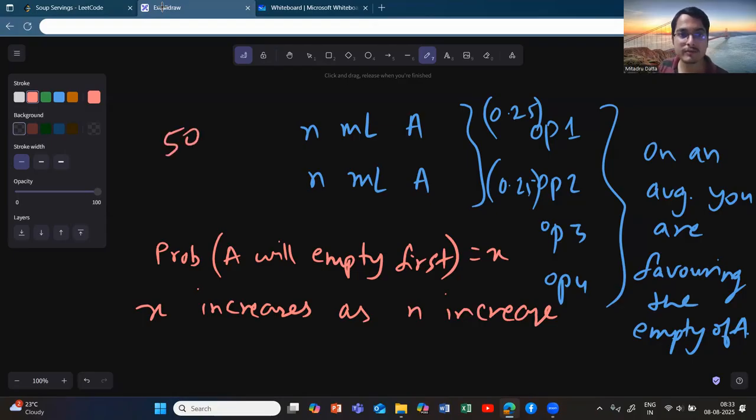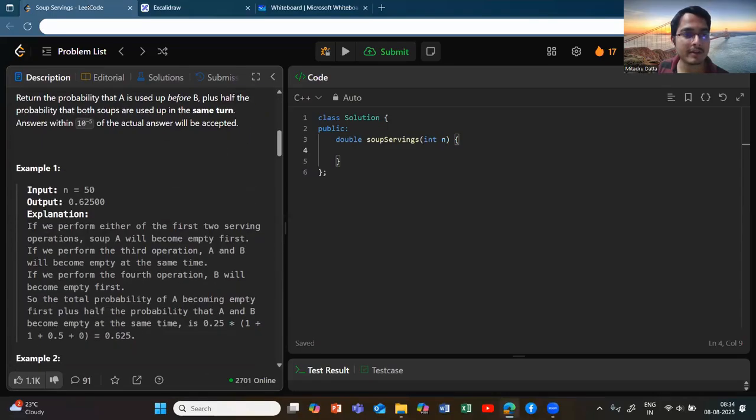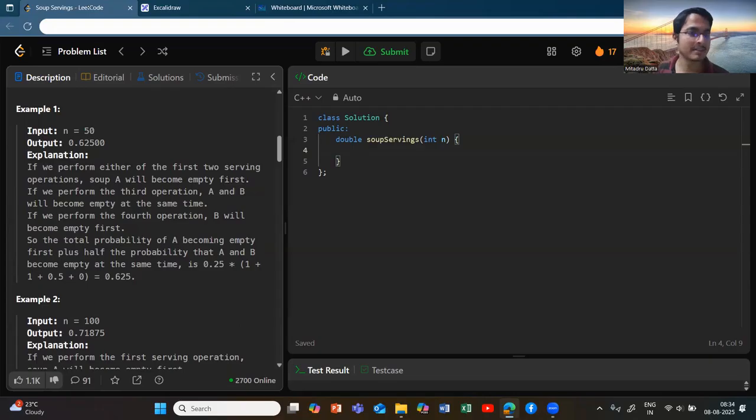Let's say n equals 50. It's already given in the question that if we perform either of the first two servings, soup A will become empty first. If we perform the fourth operation, B will become empty first. But if you perform the third operation, A and B will simultaneously become empty.